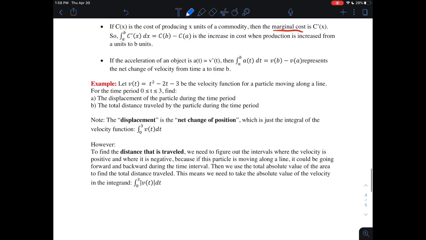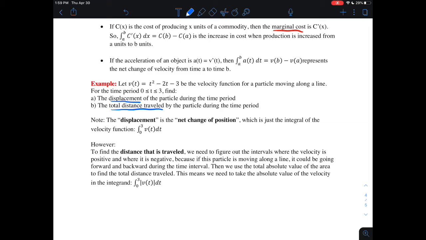So in this example, we're going to let lowercase v of t equal t squared minus 2t minus 3 be the velocity function for a particle moving along a line. For the time period from t equals 0 to t equals 3, let's find these two things. Part A, the displacement of the particle during the time period, and then part B, the total distance traveled by the particle during the time period. So there is a distinct difference between these two things.